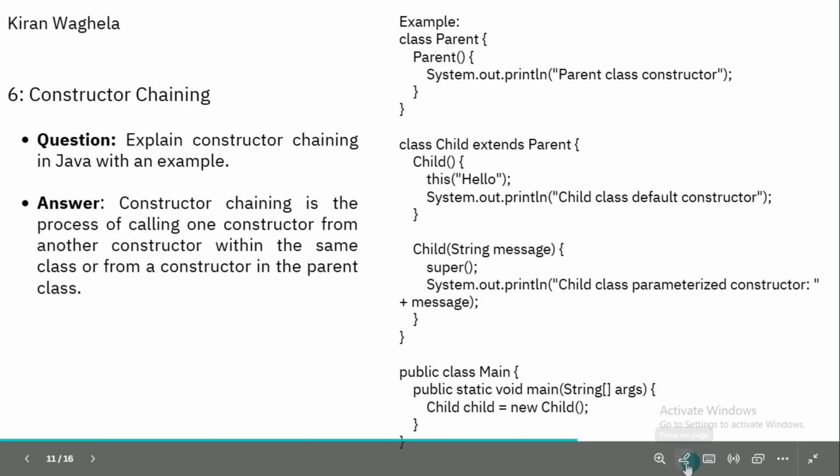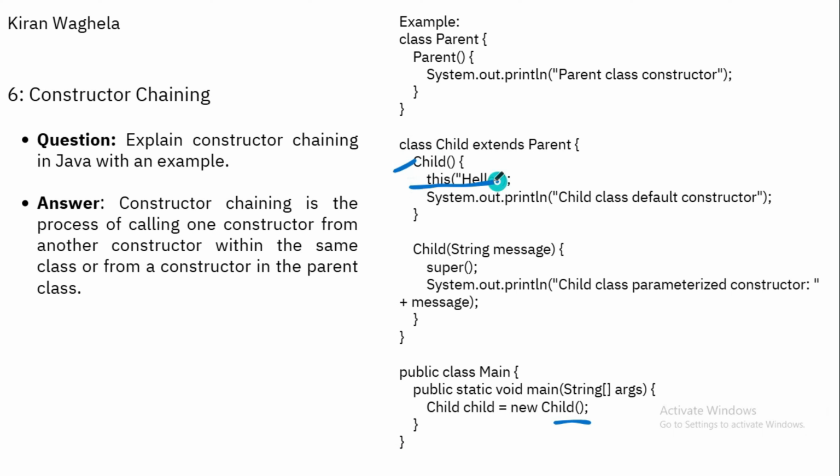Let me mark which one is called first. From this line it will call this constructor, and from the this keyword it will point to the current constructor, this one. From the super keyword it will call the parent class constructor, this one. Then it will print this statement, then the next statement, and at the last this statement is going to be printed.